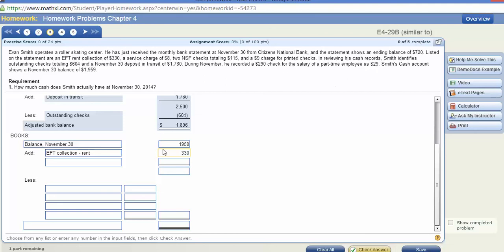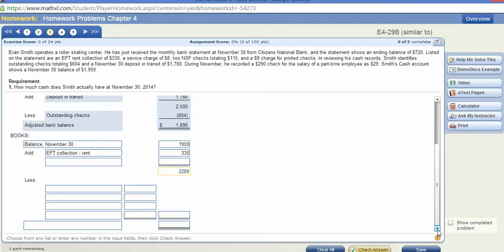Okay, so we have no more additions here. We don't have anything else that can potentially make this go up, only this EFT rent collection. So now we need a subtotal here. What we'll do is come down here. They give you two lines, but you don't have a second one. We'll take the 1959 and add 330 to give us 2289.